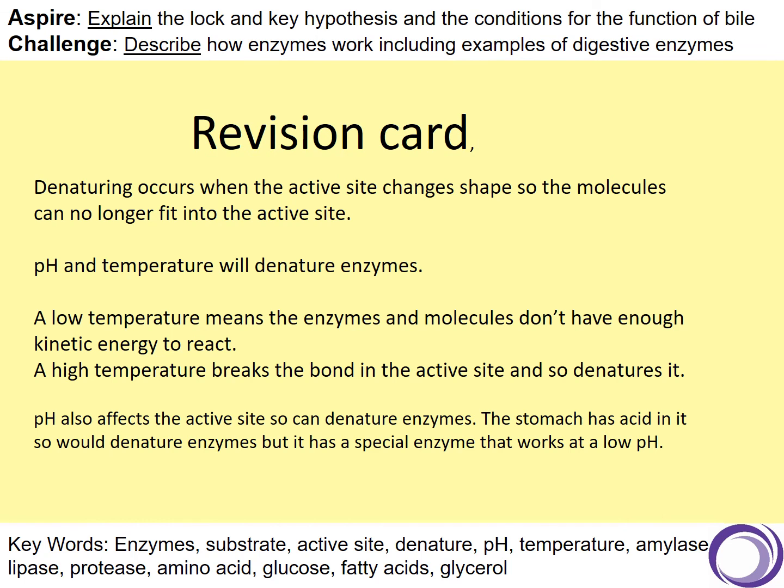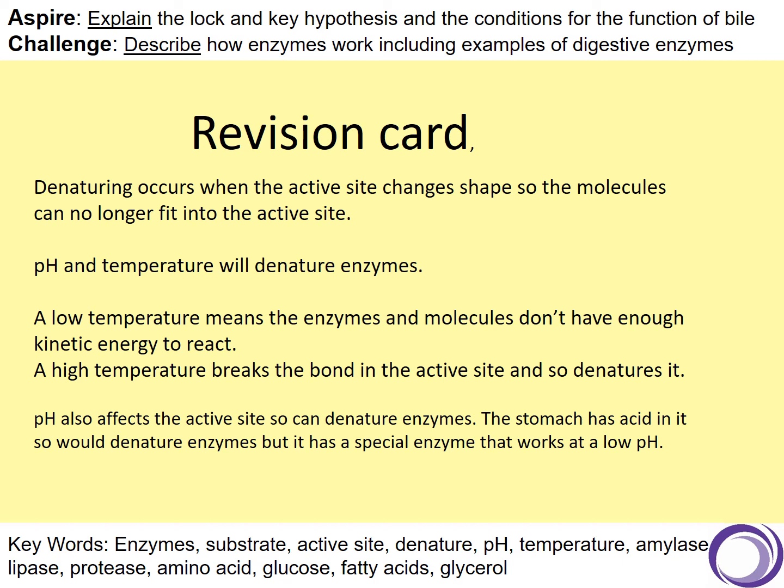This revision card is just about denaturing. So denaturing occurs when the active site changes shape, so molecules will no longer fit into the active site. And the two conditions which can denature enzymes are pH and temperature. Now, a low temperature just means that the enzymes and the molecules don't have enough kinetic energy to react. They won't actually denature the enzyme. So if you go into a very, very cold environment, the reason why you get hypothermia and things like that is because the enzymes can't react quick enough with the molecules because they don't have enough kinetic energy.